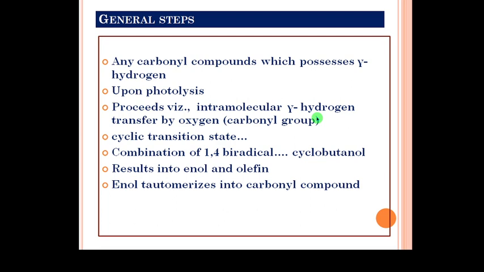It is a photochemical process leading to the formation of cyclobutanol from excited carbonyl compounds by intramolecular gamma hydrogen transfer, leading to the formation of 1,4 biradicals that result in the cyclobutanol. Subsequently, the reaction shows the formation of enol as well as olefin.